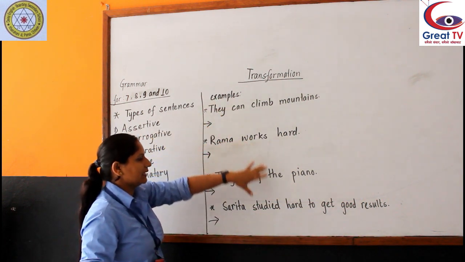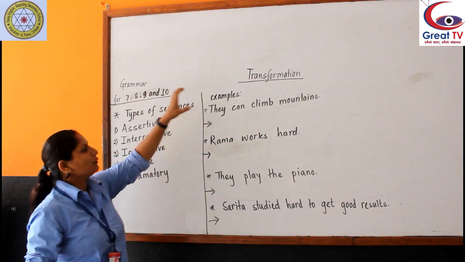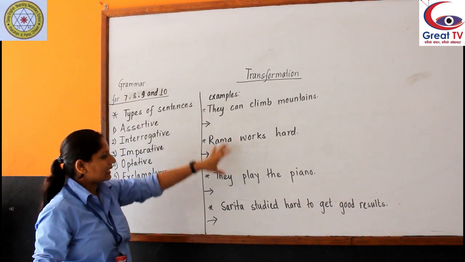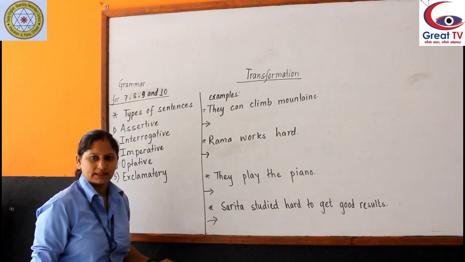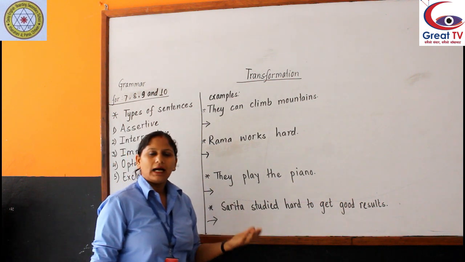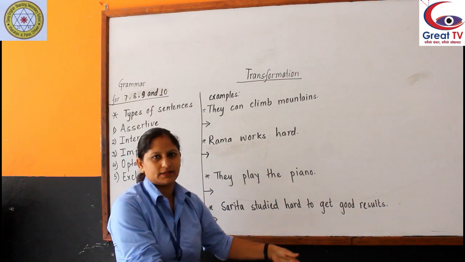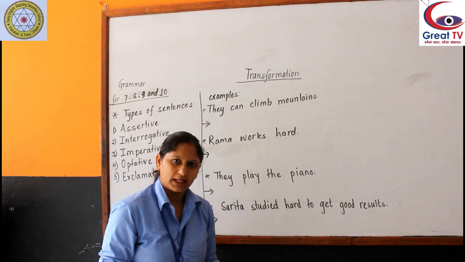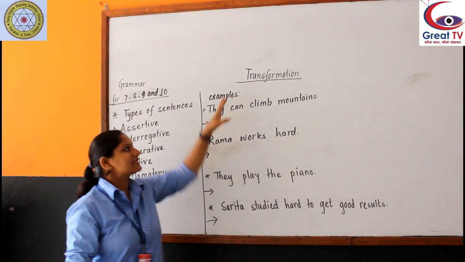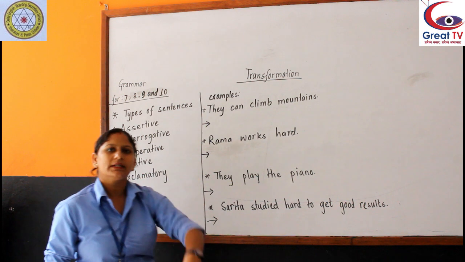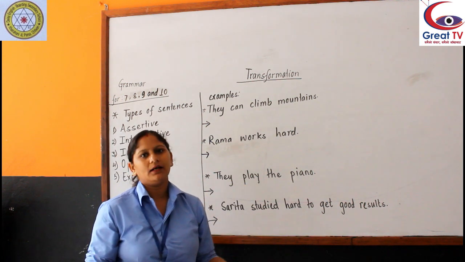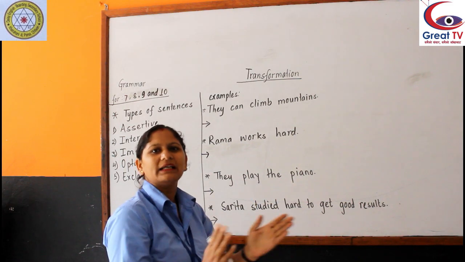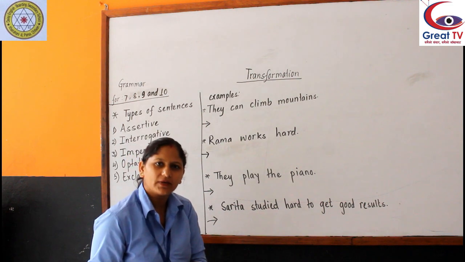Now see these examples. Now we are going to change these sentences into negative. These are all affirmative sentences. Affirmative sentences are the sentences that state yes. Assertive sentences are of two types, affirmative and negative, right? And we are going to change these affirmative sentences into negative. How to change an affirmative sentence into negative? Simply by adding not after the auxiliary verb, right?